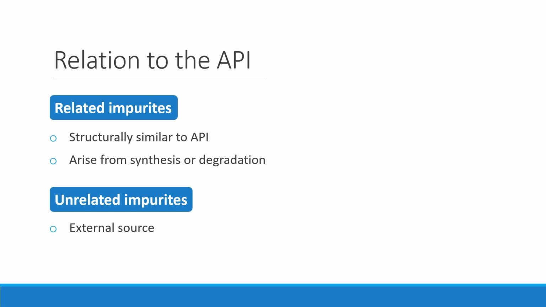Unrelated impurities, on the contrary, originate from external sources, unrelated to the drug's synthesis or degradation pathways. They can be introduced during the manufacturing process of the drug. A typical example is the presence of residual solvents, but unrelated impurities can also originate from cross-contamination from equipment or contaminants present in raw materials or excipients.